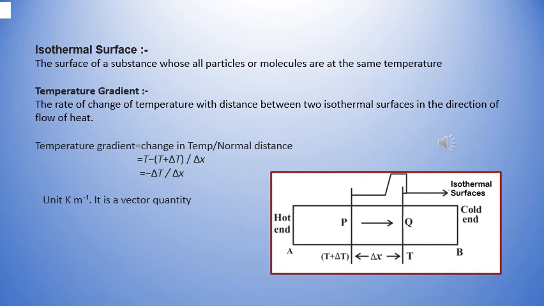The temperature gradient is positive in the direction of increasing temperature, since heat flows from higher temperature to lower temperature. The temperature gradient along the direction of heat flow has a negative value.